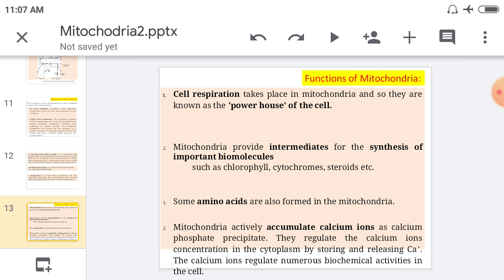Then mitochondria actively accumulate calcium ions as calcium phosphate precipitate. They regulate the calcium ion concentration in the cytoplasm by storing and releasing. It means the mitochondria actively accumulate calcium ions as a calcium phosphate precipitate, and the calcium ions regulate numerous biochemical activities in the cell.